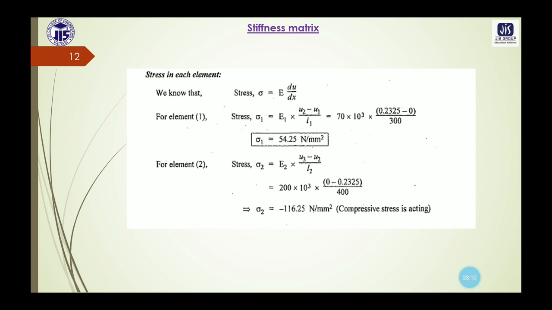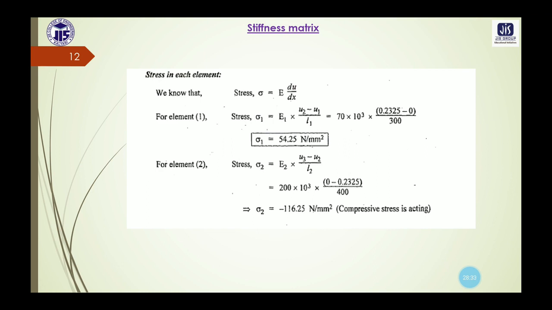Now the value of the Young's modulus for element 1 is given as 7 into 10 cube. The value of u2 we have calculated as 0.2325, u1 is 0, and the value of L1, the length of element 1, is 300. So the stress sigma 1 we get as 54.25 Newton per millimeter square.